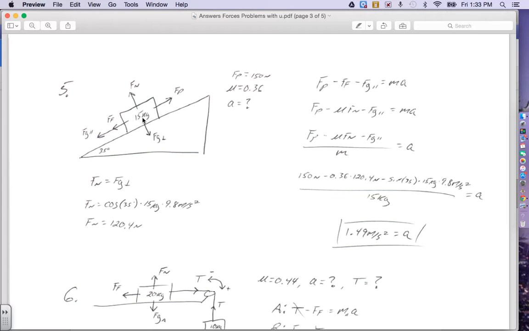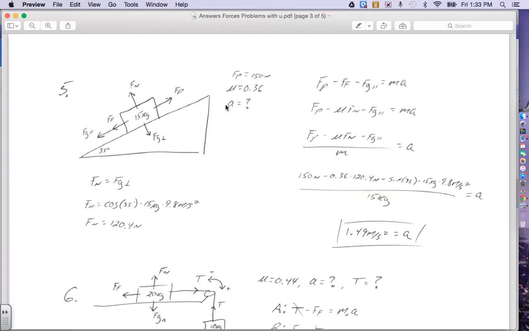It is not accelerating up and down. So I know that normal force equals gravity perpendicular. Just plugging into the equation on our equation sheet, the gravity perpendicular is the cosine of the angle, which is 35 degrees, times the mass, 15 kilograms, times g, which is 9.8 meters per second squared. And that tells me that my normal force is 120.4 newtons.